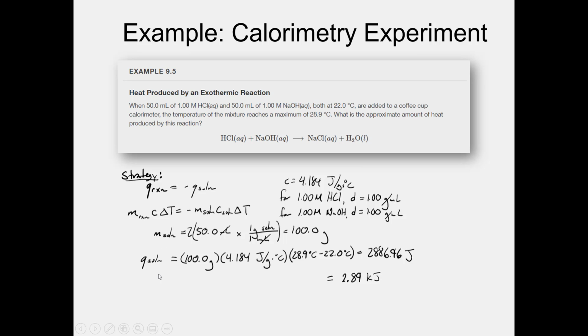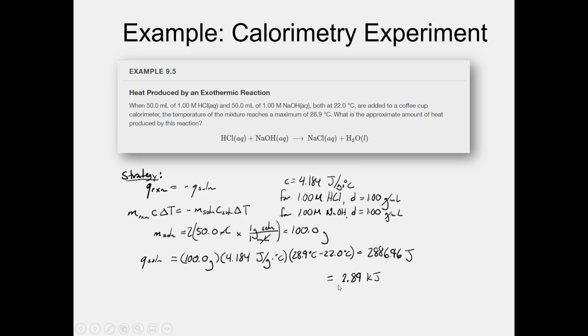So our overall heat taken up by the solution is 100 grams, the solution's mass, times the specific heat, 4.184 joules per gram degree Celsius, times the delta T, 28.9 minus 22.0 degrees Celsius. And as ever, I'm writing these with the units included. I really encourage you to do that. 100 times 4.184 times the temperature difference gives us a heat gained by the solution of 2,886.96 joules. Grams cancels with grams in the denominator of the specific heat. Degrees Celsius cancels with degrees Celsius in the temperature change.